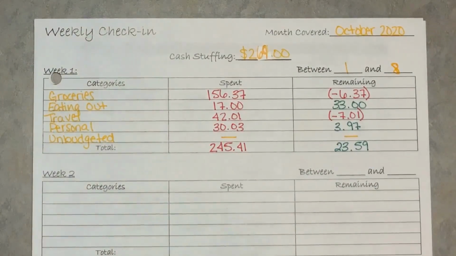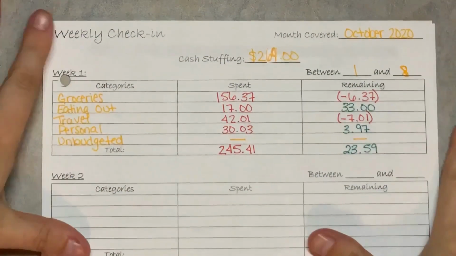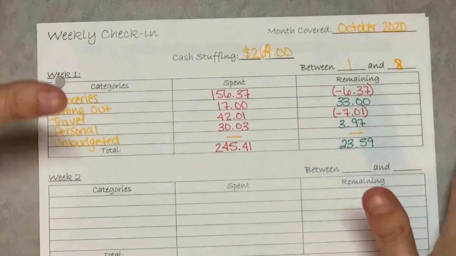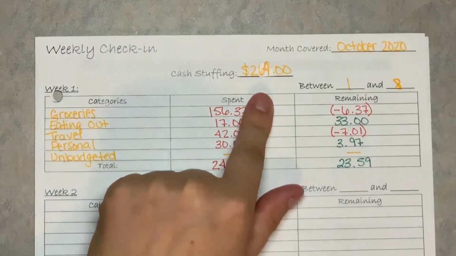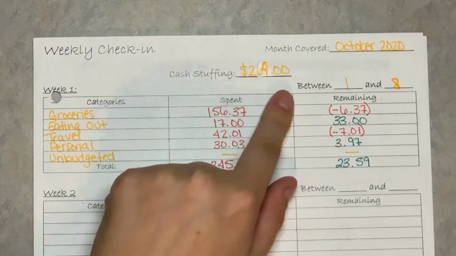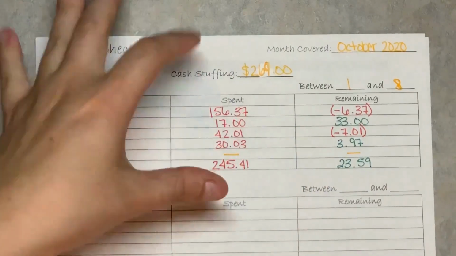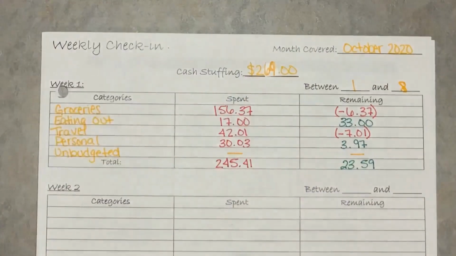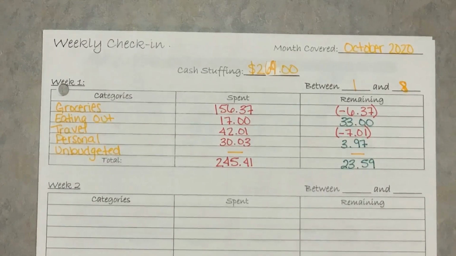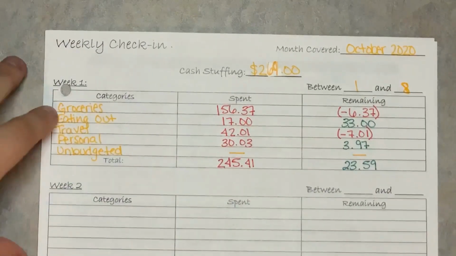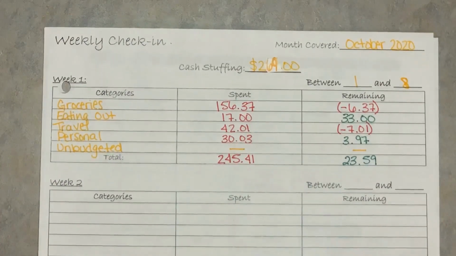I'm back again for my weekly check-in, and I'm sure you can see I have week 1 filled in. There's been a little bit of changes here. As you can see, I added this top part here, this cash stuffing line, and I added up what is in my cash envelopes that I carry around on a regular basis. That would typically include, as listed here, my groceries, my eating out, travel, personal, and anything unbudgeted.